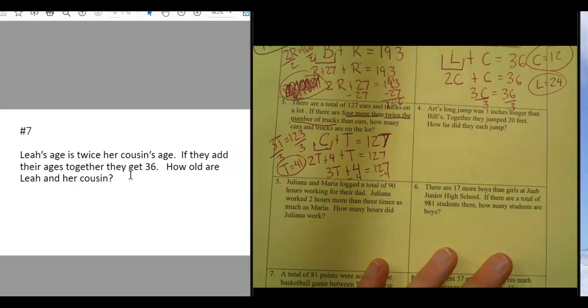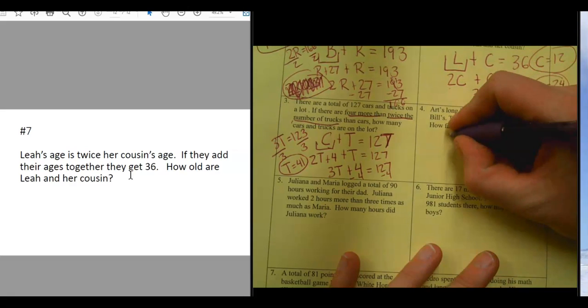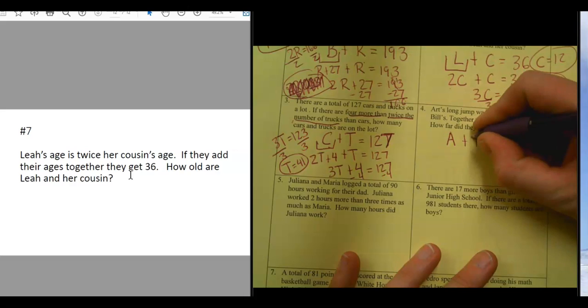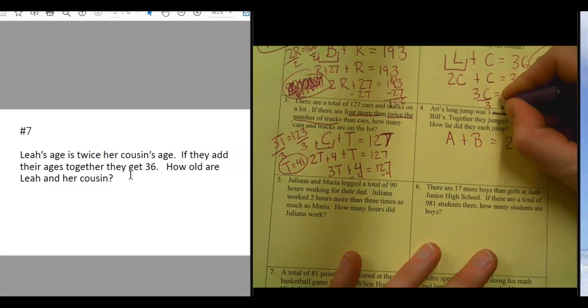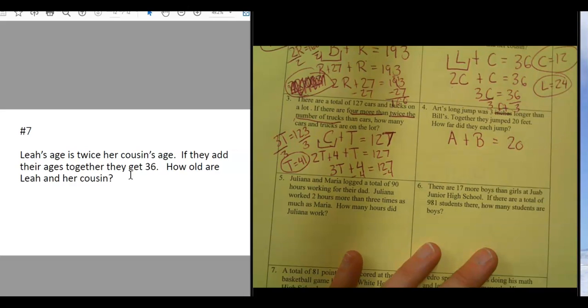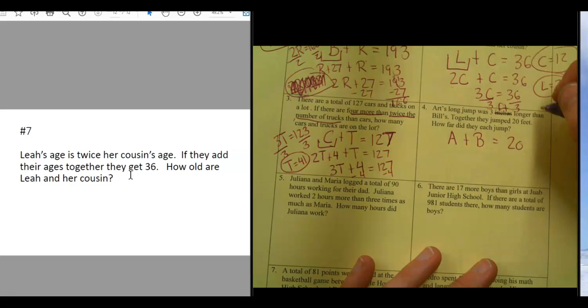Art's long jump was 3 inches longer than Bill's. Together they jumped 20 feet. How far did they each jump? So we've got Art and we've got Bill, and together they jumped 20 feet. And this should say feet. That's a typo. I apologize. Art's long jump was 3 feet longer than Bill's.